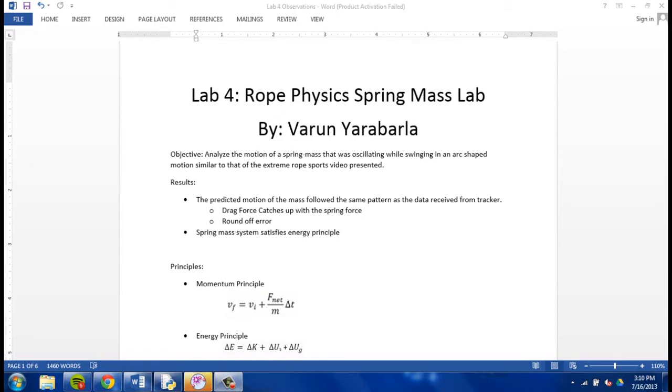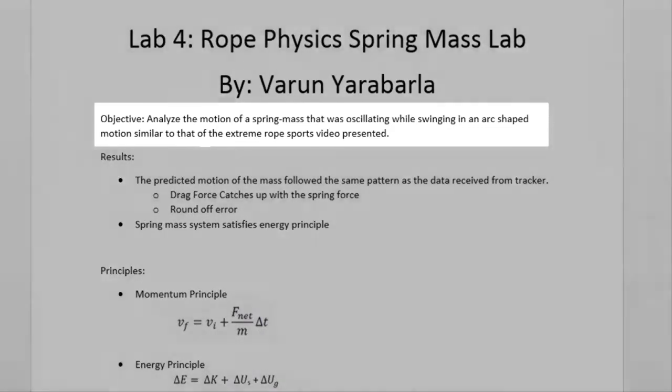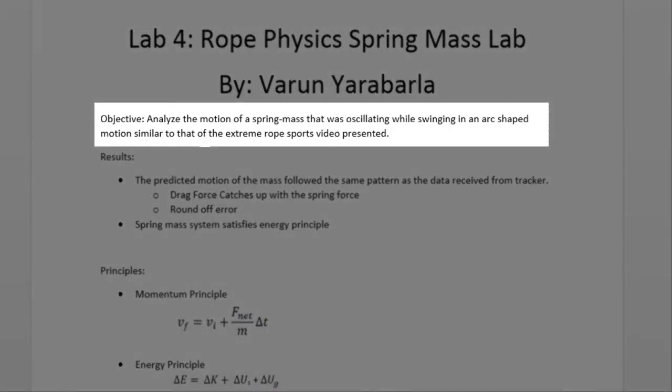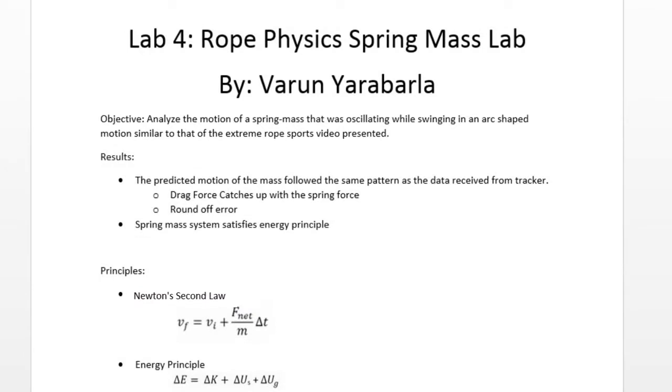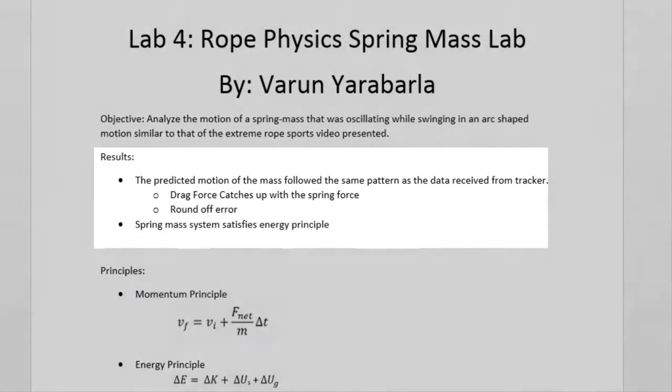This is my video report on Lab 4, the Rope Physics Spring Mass Lab. The point of this lab is to quantify the motion of a mass attached to a spring using Tracker with a video provided, and through the application of Newton's second law and the energy principle, the motion was predicted and analyzed through VIDLE. Once this was done, a comparison had to be made between the predicted motion from the model and the actual data extracted from Tracker.